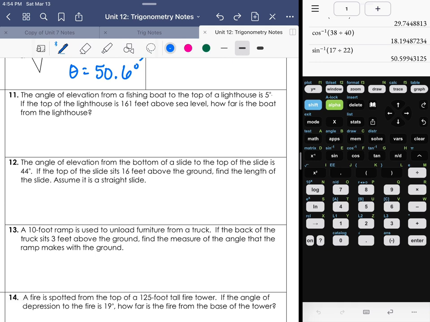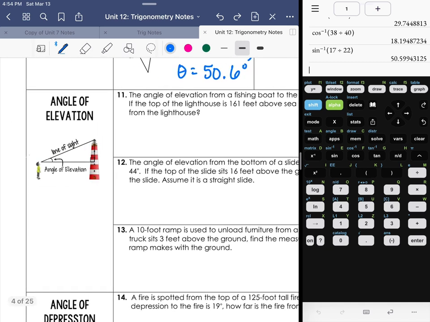I'm going to do number 11 and number 13 because in 11 and 12 you are given the angle and in 13 you're not. So in 11 it says the angle of elevation from a fishing boat to the top of a lighthouse is 5 degrees. If the top of the lighthouse is 161 feet above sea level, how far is the boat from the lighthouse? So that would be like this picture that we have here.